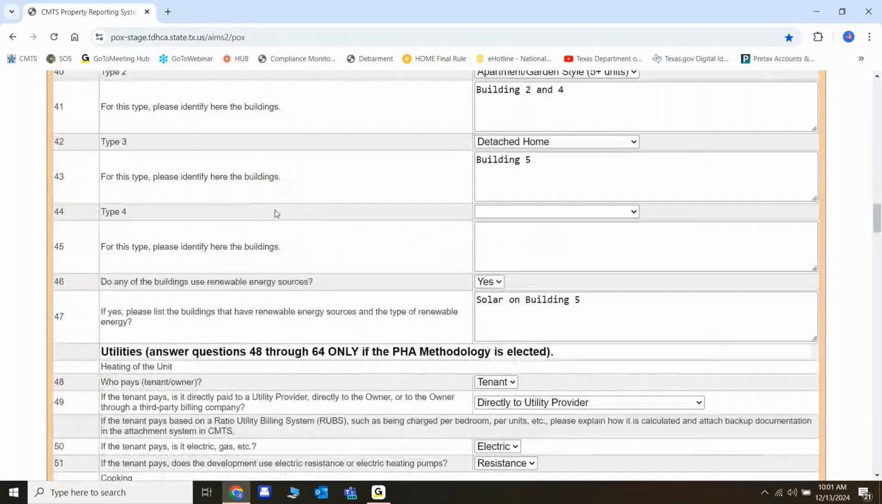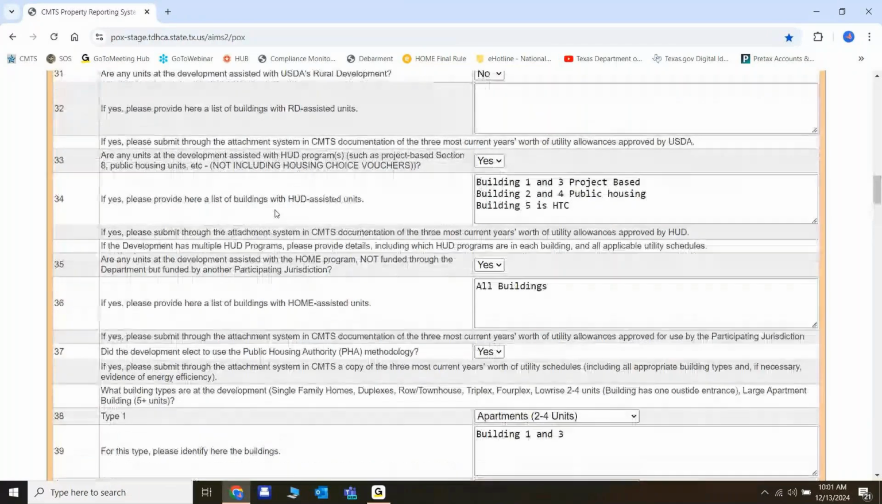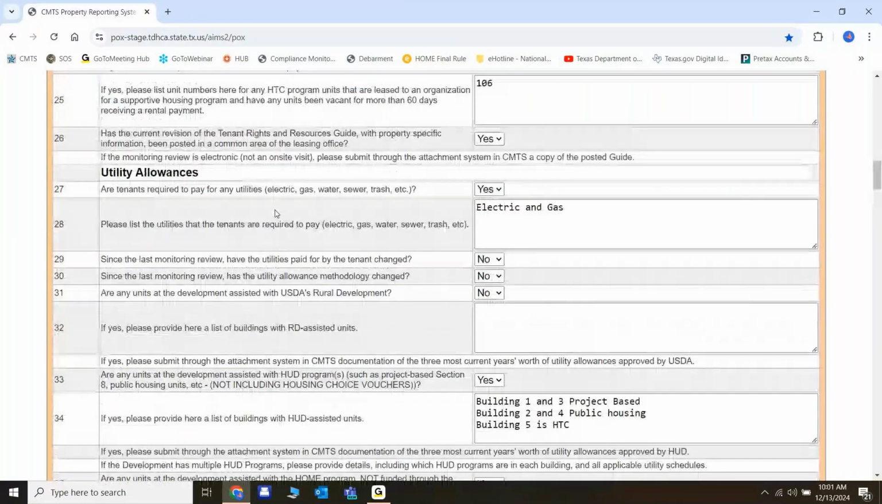The next question goes back to the tenant resources guide, and the question is, do we still have to have the signature page in the file signed by the applicant or resident for the guide? Yes, absolutely. That is non-compliance if it's not there.